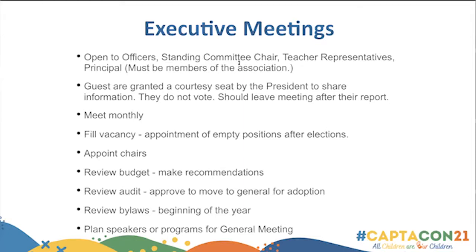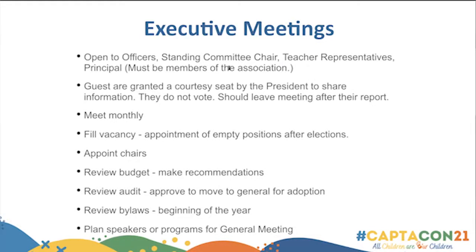Guests can be granted a courtesy seat by the president to share information. They do not vote and need to leave the meeting after the report. An example of this would be a school district official advising about curriculum changes or budget impacts, or somebody making a pitch for a new idea.